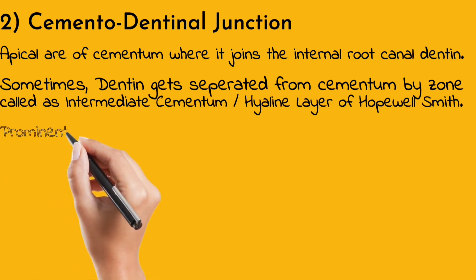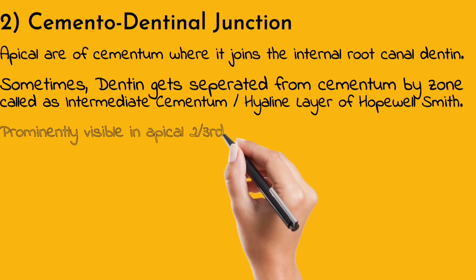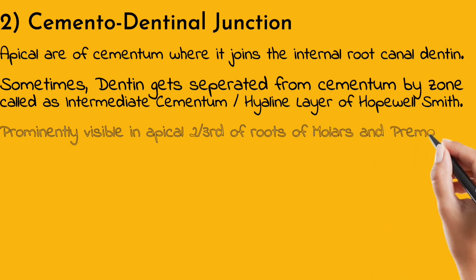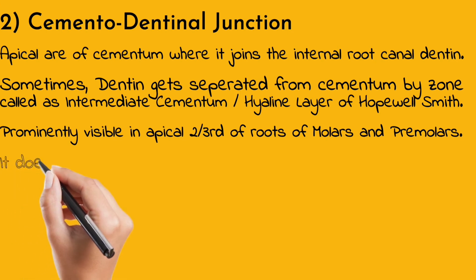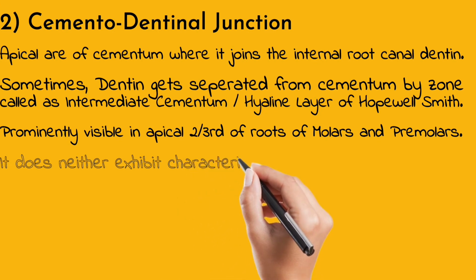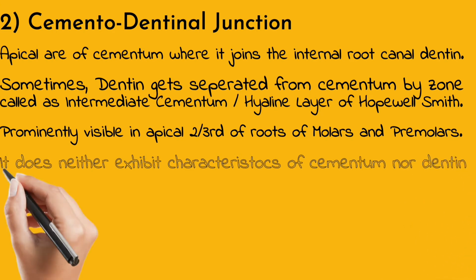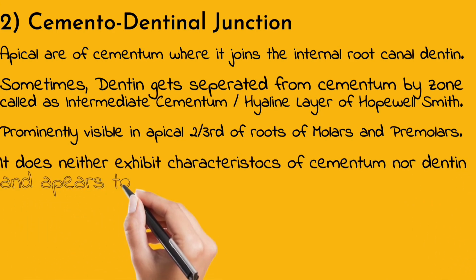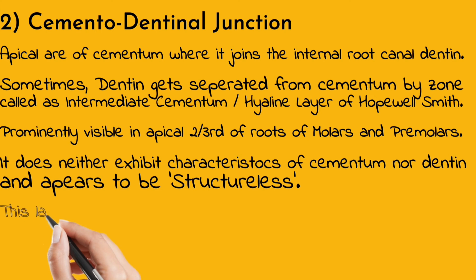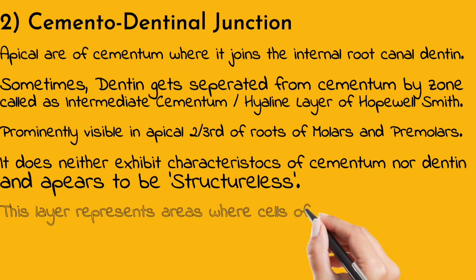This cemento-dentinal junction is prominently visible in the apical two-thirds of the root of the molars and the premolars. It exhibits characteristics of neither cementum nor dentin and appears structureless. Next, we need to know that this layer represents the areas where the Hertwig epithelial root sheath gets entrapped in a rapidly deposited dentin or cementum matrix, and this layer is considered to be of dentinal origin. It's very important to know that the cemento-dentinal junction is considered to be of dentinal origin.